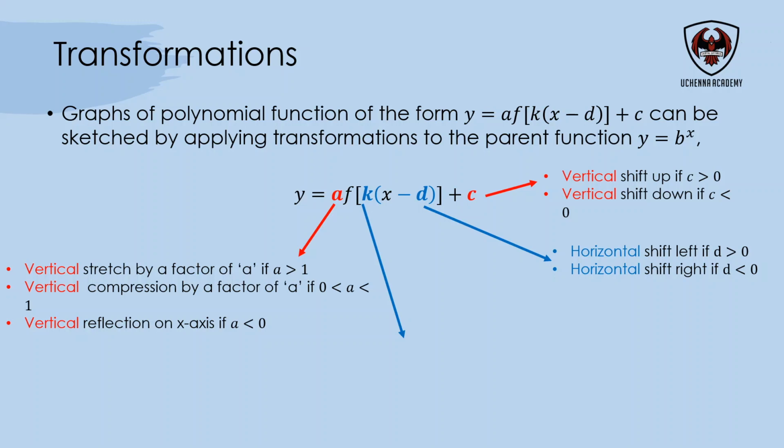I usually remember it by saying x lies. So if it's lying, if it's a negative, you're going to move to the right, and if it's a positive, you're going to move to the left.